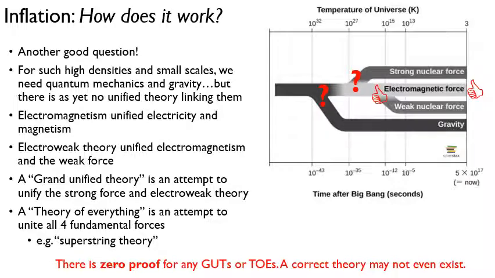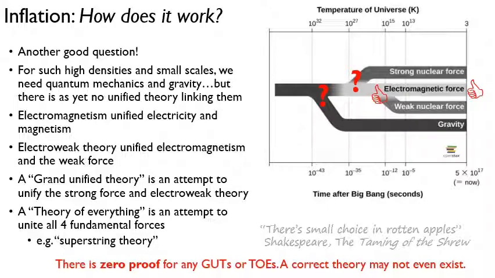And so right now, when you're looking at the different options on the market, we should keep in mind the words of Shakespeare that there's small choice in rotten apples. And by that we mean, you can't really distinguish between one of these GUTs or TOEs and the other, because the fact of the matter is there's not really any strong evidence for any of them.